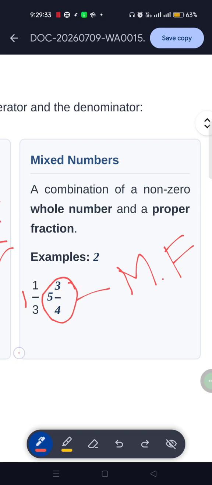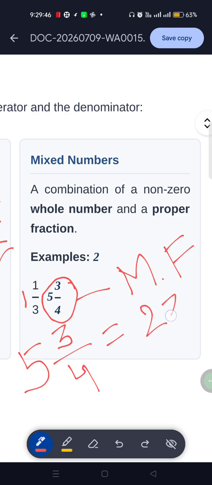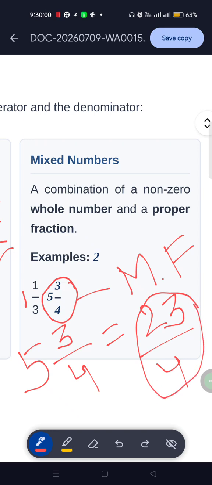So how will you solve this type of form? 5 into 3 by 4: you will multiply 5 by 4, 5 fours are 20, 20 plus 3 is 23, so it will be denoted by 23 upon 4. So it is a mixed fraction, and a mixed fraction can be made into an improper fraction. This is an improper fraction.